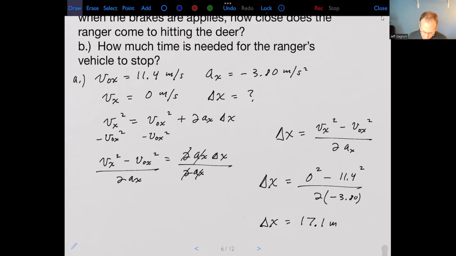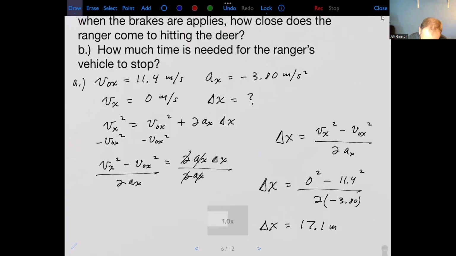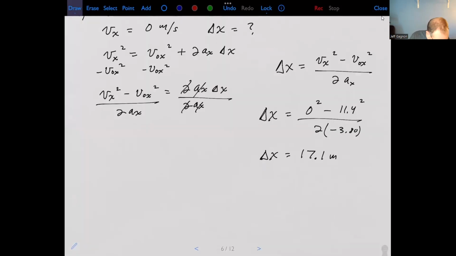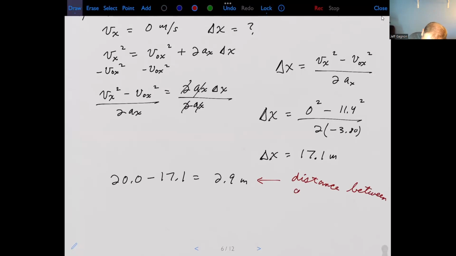So that's how far it took before they stopped, 17.1 meters. Okay, so now I guess this question's asking how far or how close does the ranger come to hitting the deer? Then if I take, remember the deer was 20 meters away. If I subtract 17.1, what's that? I'm going to get 2.9 meters. That's the distance between the car and the deer, right? When the car stops. Okay, so we answered part A.